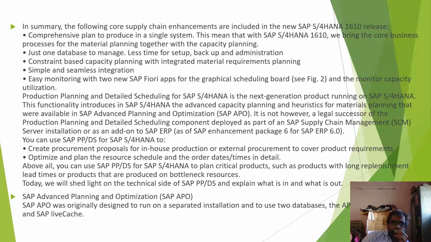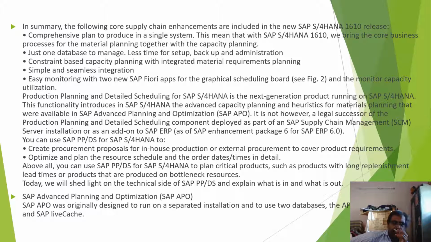Production planning and detailed scheduling for SAP S/4HANA is a next generation product running on SAP S/4HANA. This functionality introduced in SAP S/4HANA the advanced capacity planning and heuristics for material planning that were available in the SAP Advanced Planning and Optimization module. It is not, however, a legal successor of the production planning and detailed scheduling component. Okay, and it is deployed as a part of supply chain management server installations or as an add-on to SAP ERP, I mean SAP Enhancement Package 6 version ERP 6.0.